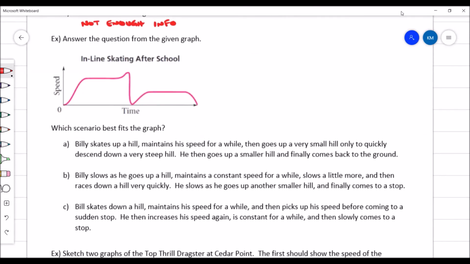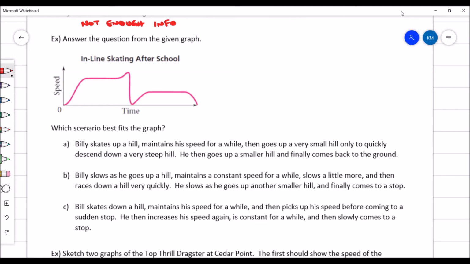All right, it says, answer the question from the given graph. So they give us this graph, and before we start, make sure that we understand what the graph is measuring. The y-axis is measuring speed, how fast something is going. The x-axis is measuring time. And then the title is inline skating after school. So, which scenario best fits the group?